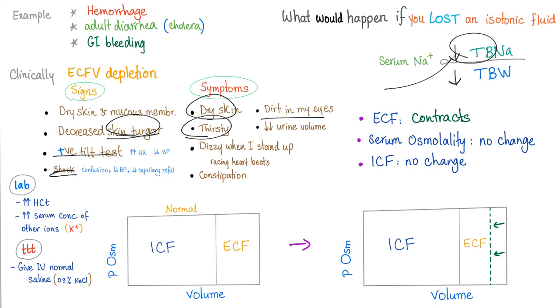Dry eyes. Why? There are less tears in your eyes. We lost fluid. Decreased urine volume. Dizzy when I stand up, yeah, same thing as orthostatic hypotension, and constipation because there's less water. How to see this on the lab? You have high hematocrit. Why? Because we have less water now. Very nice. How to treat this? IV normal saline. Give the patient what they lost. If they lost an isotonic fluid, give them an isotonic fluid.